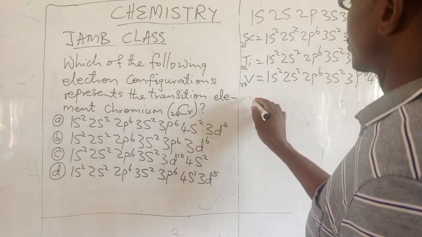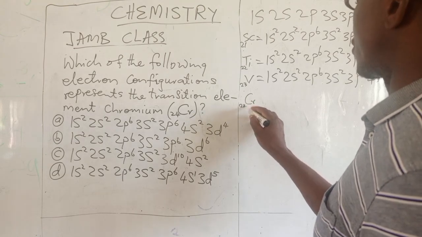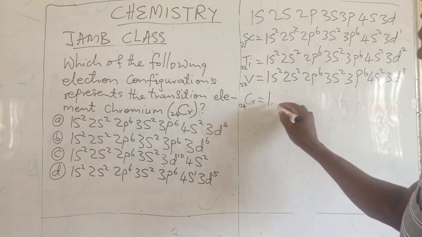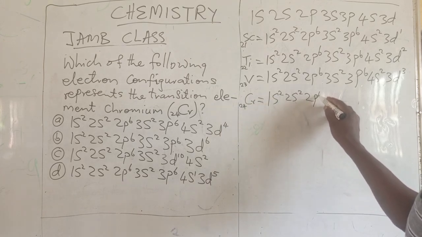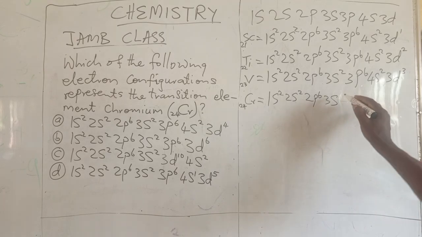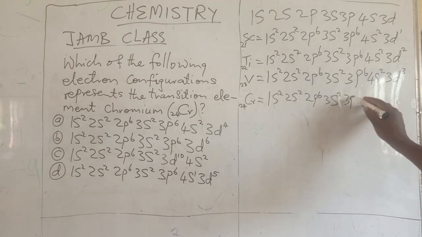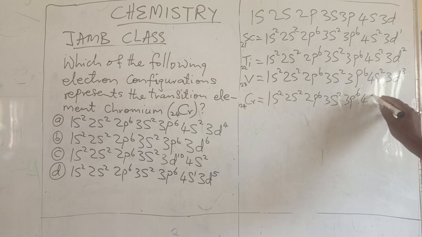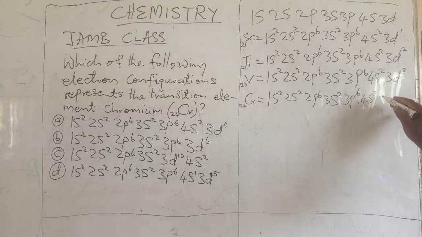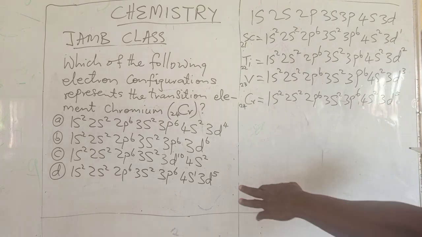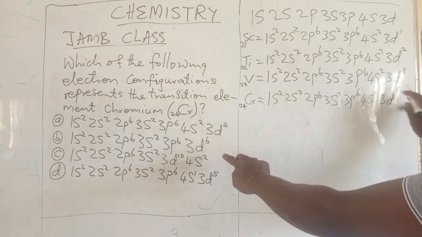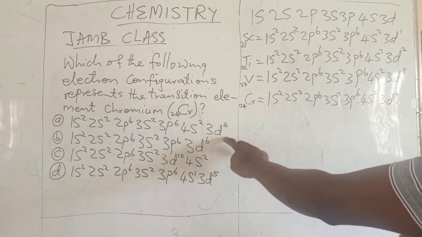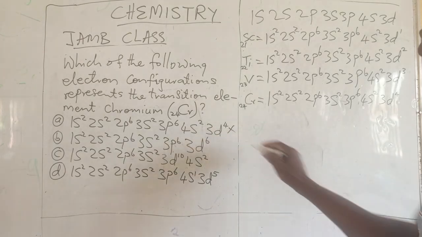Chromium is 24. Chromium 24. Now let's write that one. 1s2, 2s2, 2p6, 3s2, 3p6, 4s2, and instead of making 3d5, which you may be going for, sorry, 3d4. It's supposed to be 3d4, so that you now say that A is correct. This A is not correct.